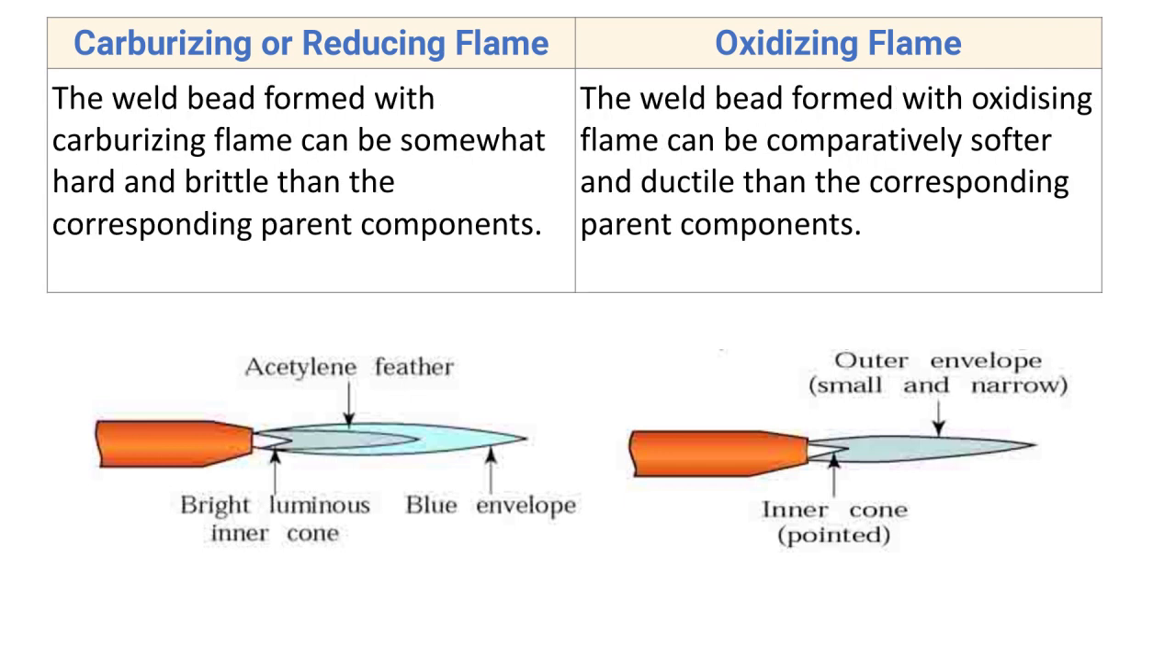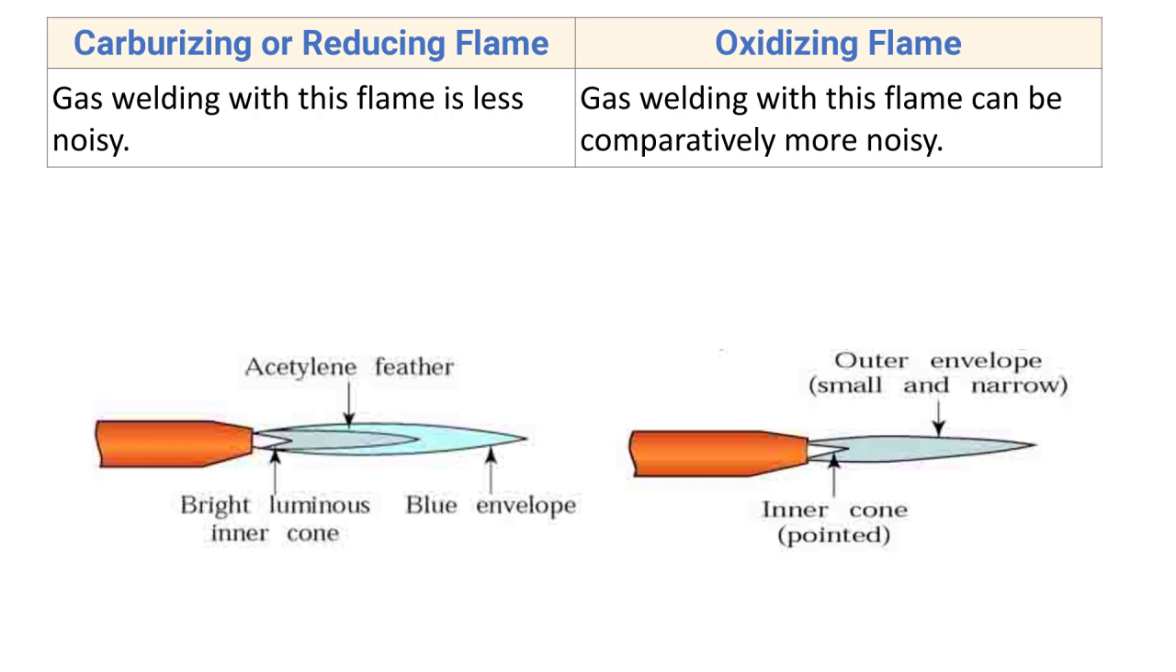Next point, the weld bead formed with the carburizing flame can be somewhat harder and more brittle than the corresponding parent components. So whatever weld bead we get with the help of carburizing flame is somewhat hard and brittle due to the induction of carbon atoms. Now oxidizing flame. The weld bead formed with oxidizing flame can be comparatively softer and more ductile than the corresponding parent components.